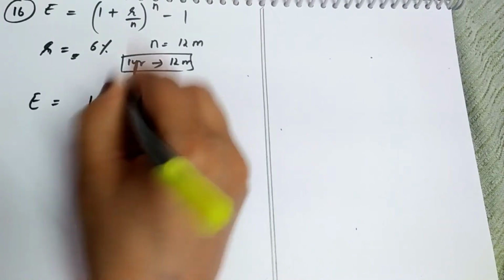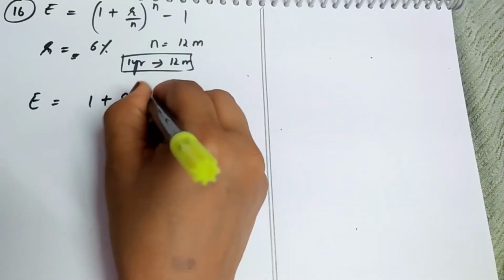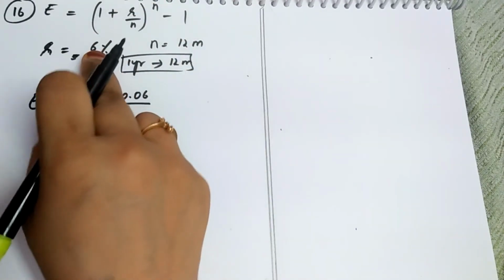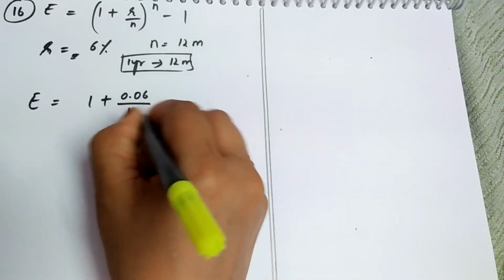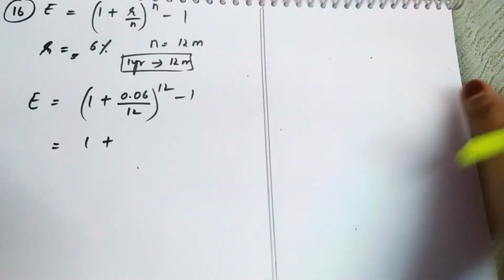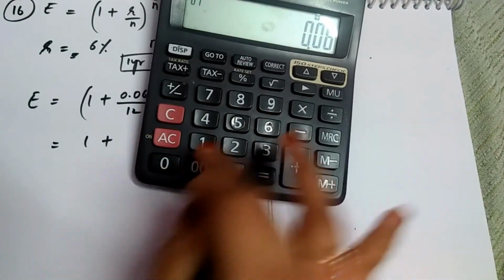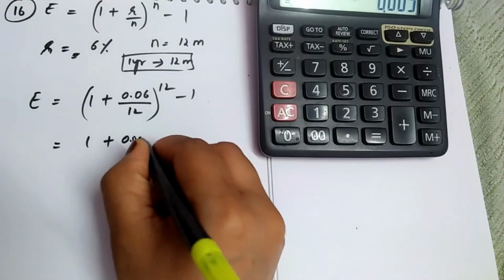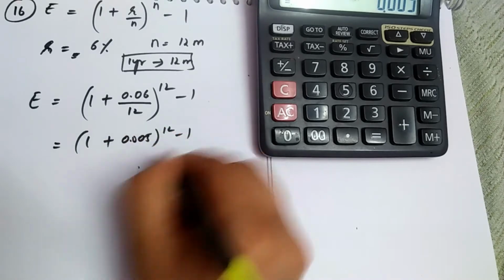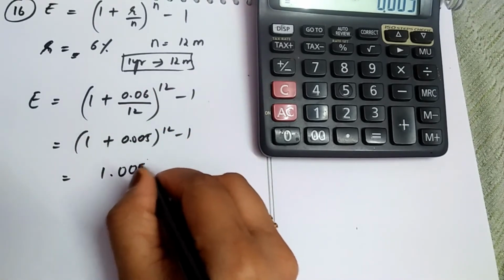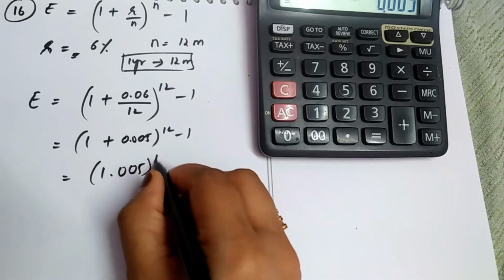So what is the effective rate of return? R is 0.06; we are anyhow dividing by 100. Divided by N, which is 12, whole power 12, minus 1. So 1 plus 0.06 divided by 12 is 0.005, so we are adding both: 1.005 whole power 12 minus 1.